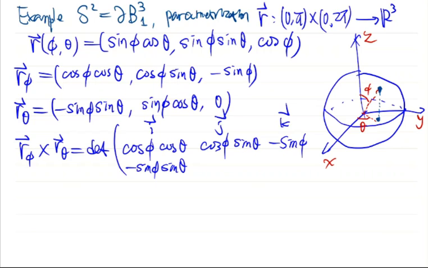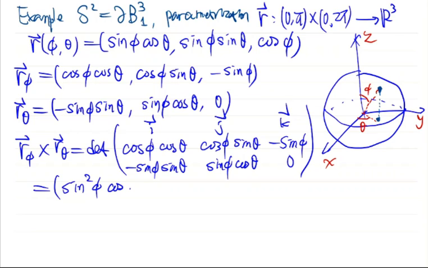minus sine phi sine theta, sine phi cosine theta, 0. So you expand this determinant according to the first row, and you will get sine squared phi cosine theta. This is the first component. The first component is the determinant of this block.